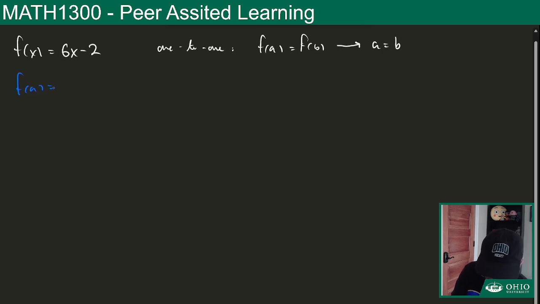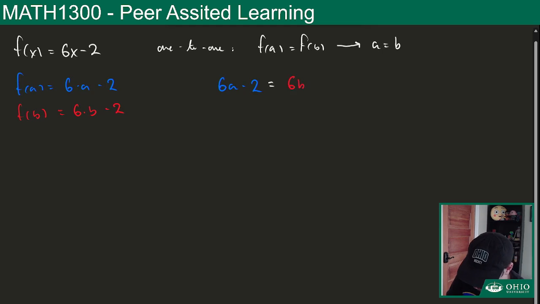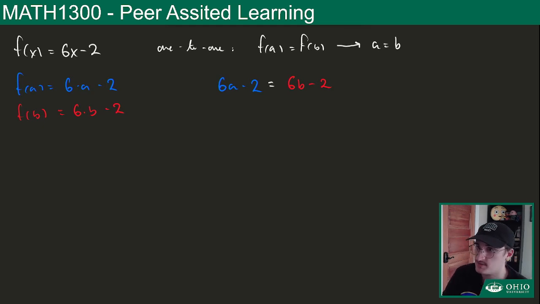And so all we're going to do for f of a, let me write the definitions, right? F of a, we can write 6 times a minus 2, and for f of b, we can write 6 times b minus 2. And let's set this up in an equation, right? So I'll say that 6a minus 2 is equal to 6b minus 2. And now we want to show that from this, I can find out that a equals b.